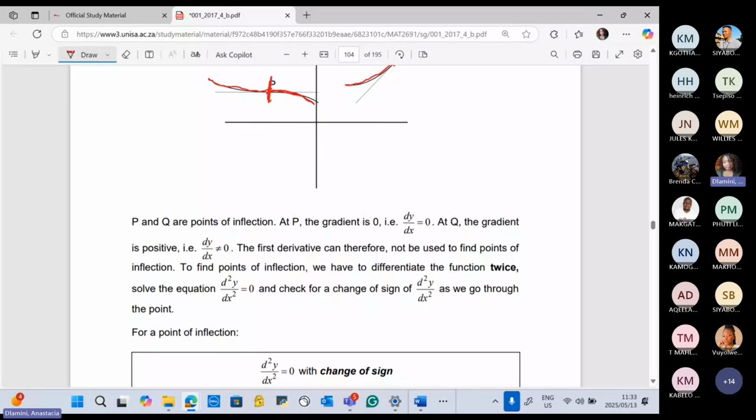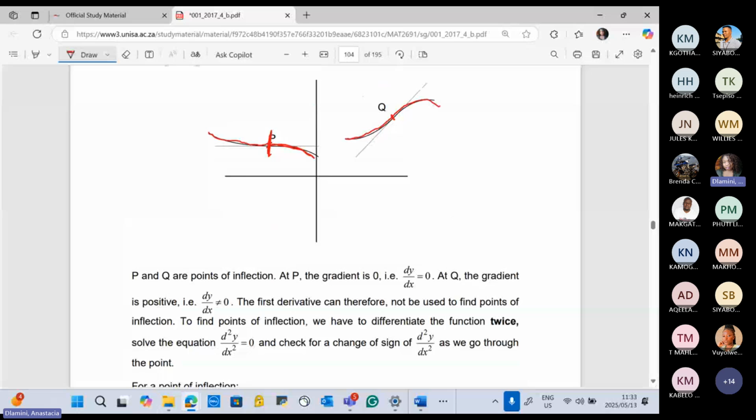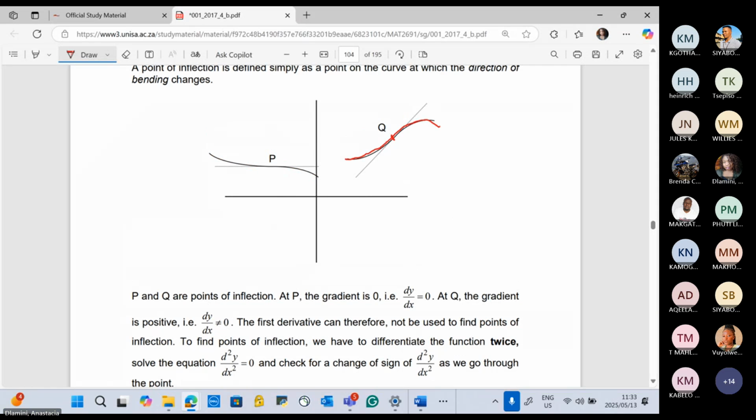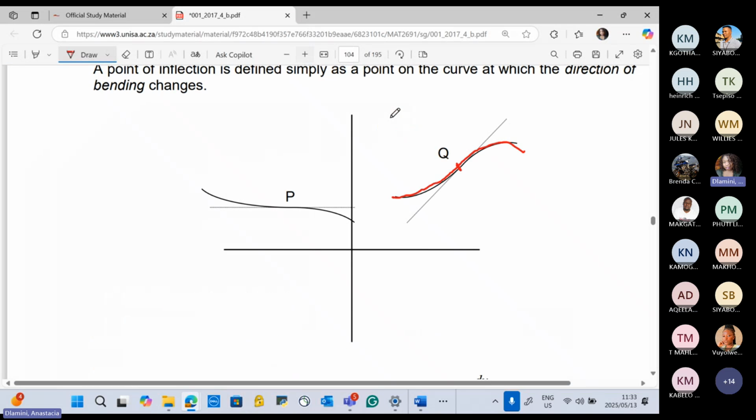Now, let's read this together. P and Q are points of inflection. At P, the gradient is 0. Do you all agree that at P, the gradient is 0? Look at the dotted line. Yes, ma'am. I need 3 yeses. Did I get 3 yeses? Now at Q, is the gradient equal to 0?